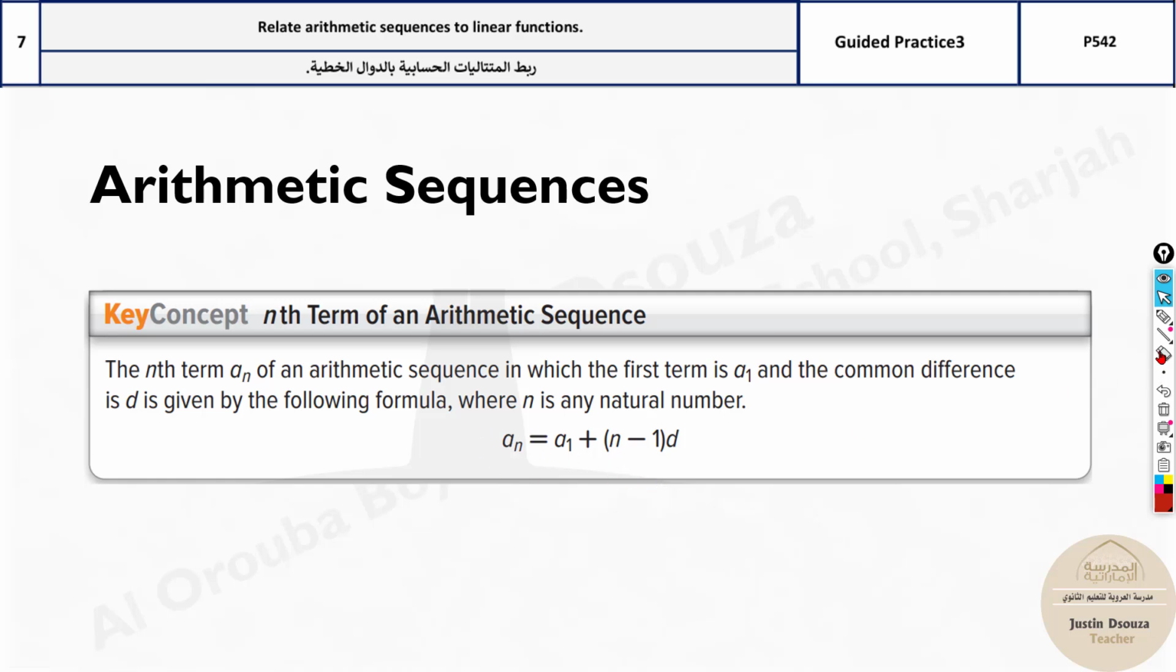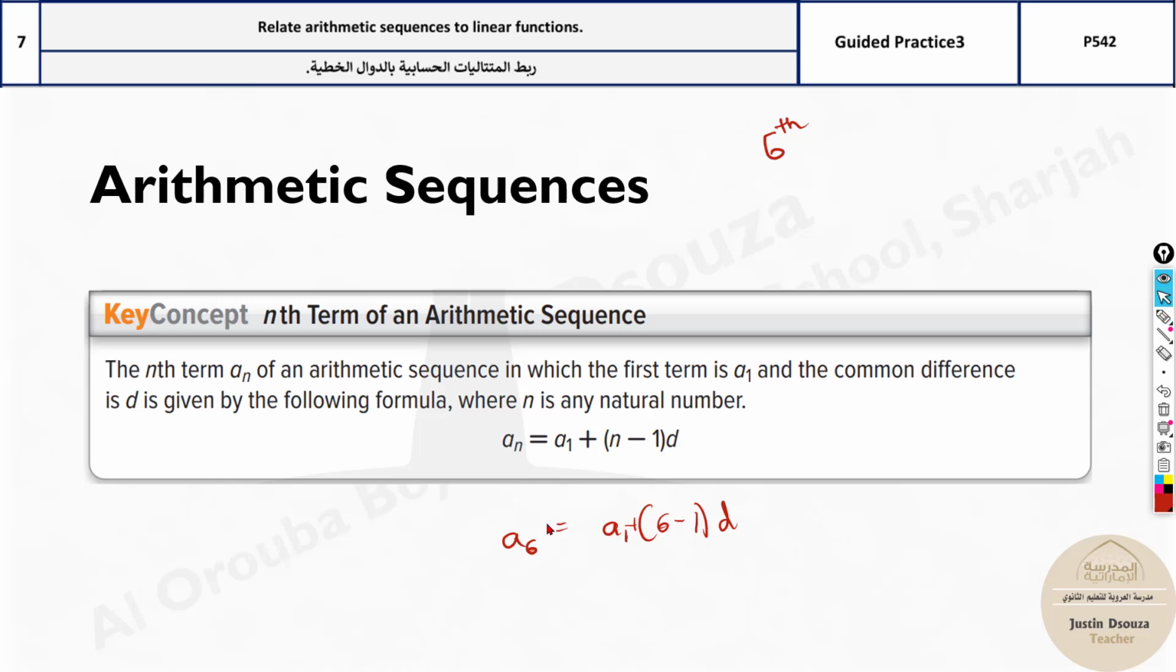Now, what is this a_n? This is an explicit formula in the sense, imagine you want to find the 6th term of the sequence. All you need to have is a_6. So you need to have first term, that is a_1, plus 6 minus 1 times the common difference, and you directly will get any term you want.